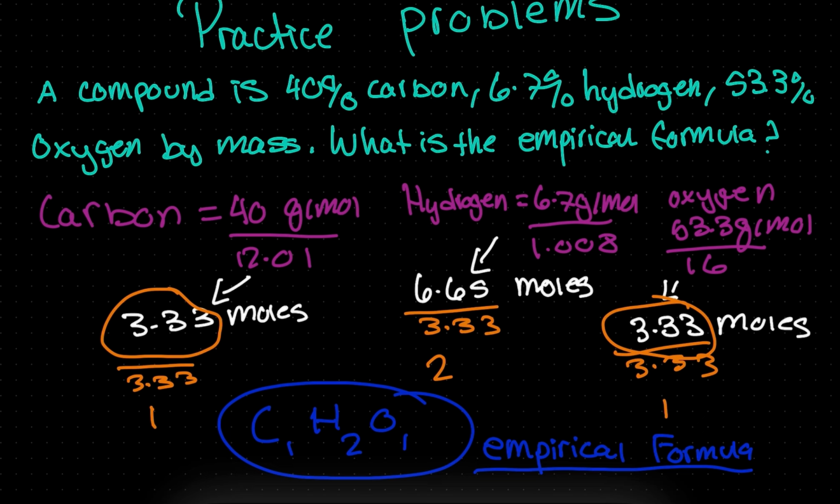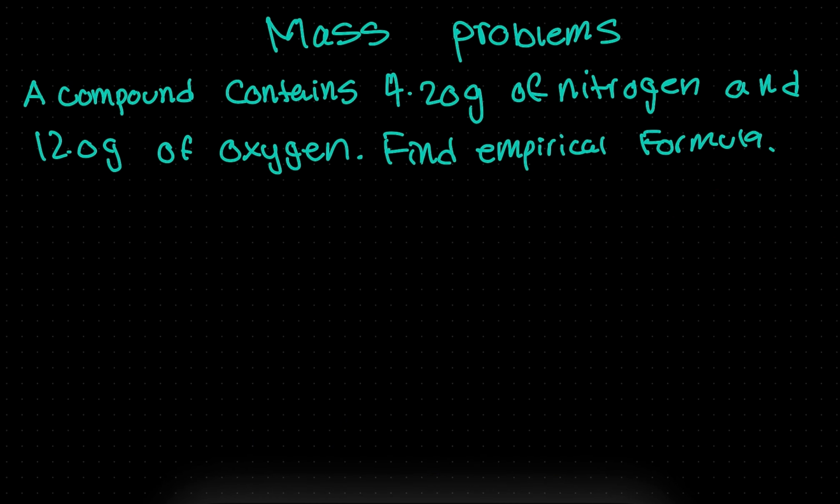Pretty simple, right? Not too bad once you break it down step by step. So, let's do another problem, but we're given masses. For this one, you would have the mass of each. In percent, you would just convert the percent into mass since it's out of 100. But in mass, it's even easier. You just keep it as the mass, right?